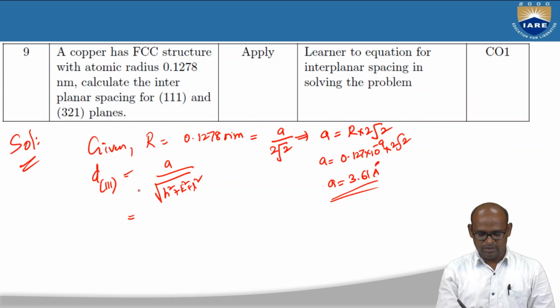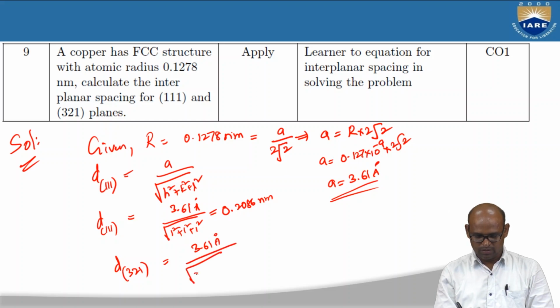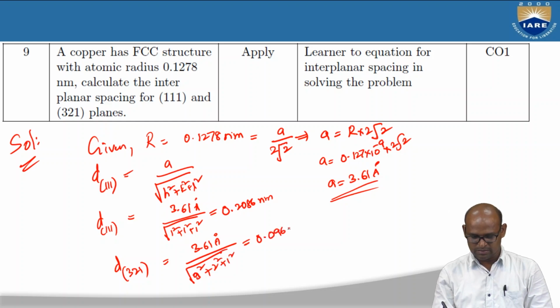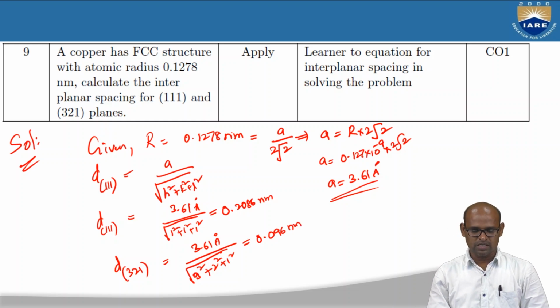So for D111, 3.61 angstroms divided by square root of 1 square plus 1 square plus 1 square. So that will be 0.2086 nanometers for D111. Next, D321, again 3.61 angstroms divided by square root of 3 square plus 2 square plus 1 square. So that will be 0.096 nanometers. So this is the interplanar spacing, or the distance between planes.